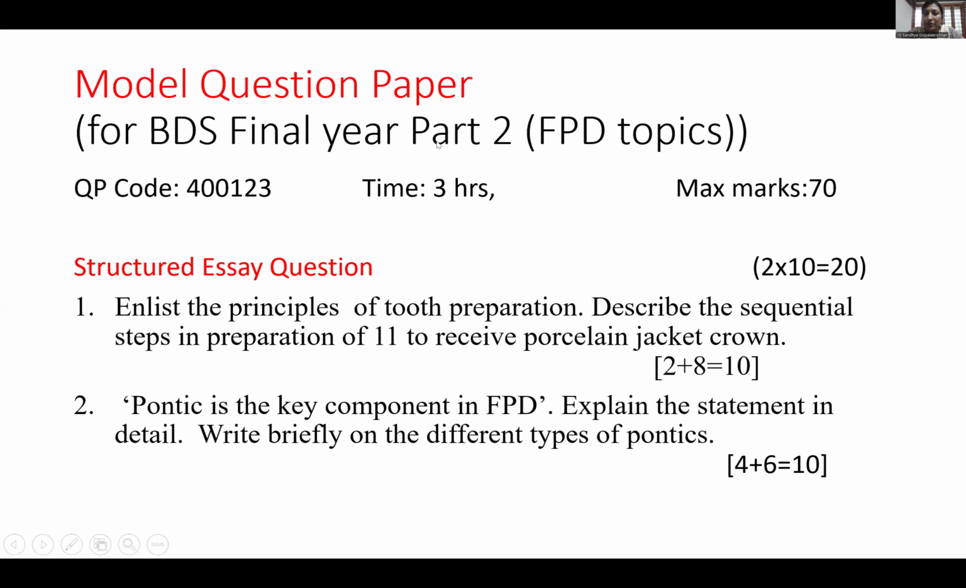The structured essay is from the 13 marks group. One is: enlist the principles of tooth preparation, describe the sequential steps in the preparation of 1-1 to receive a porcelain jacket crown. Second question is: Pontic is the key component in FPD. Explain the statement in detail. Briefly describe the different types of Pontics.